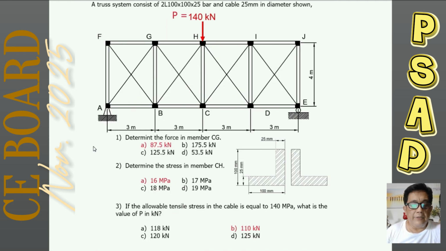So our answers are, for number 1 is letter A, it is 87.5. For number 2, letter A, again 16 megapascals. And number 3, that's letter B, 110 kilonewtons.